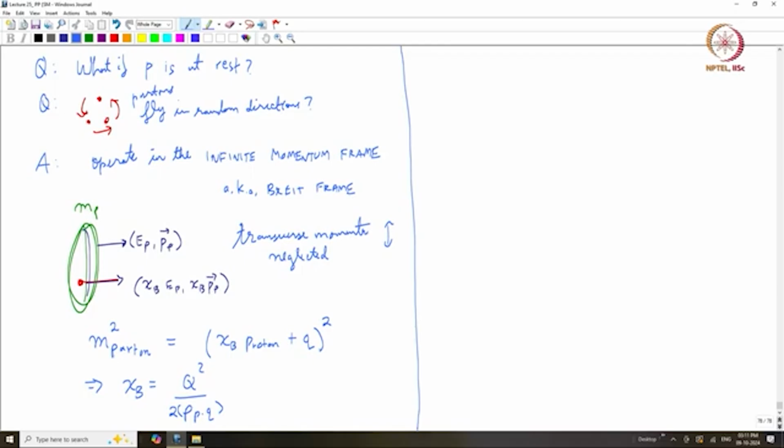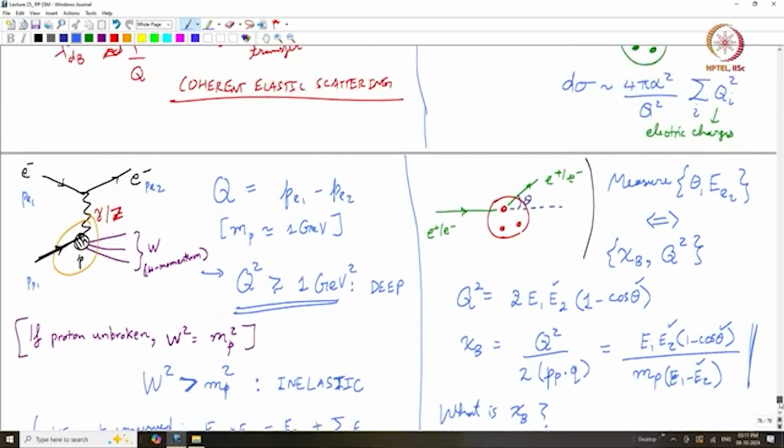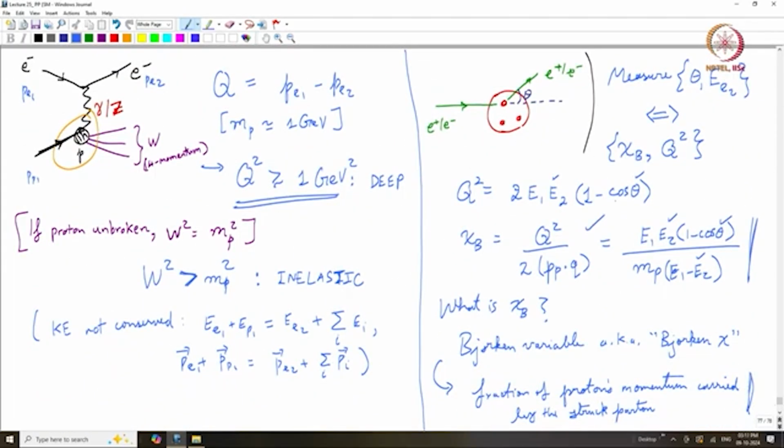Where capital Q squared is nothing but minus small q squared. So when we write capital Q we want to keep that quantity positive, that is what it means. And this is what we saw before, this was the Bjorken x that we saw before right here.